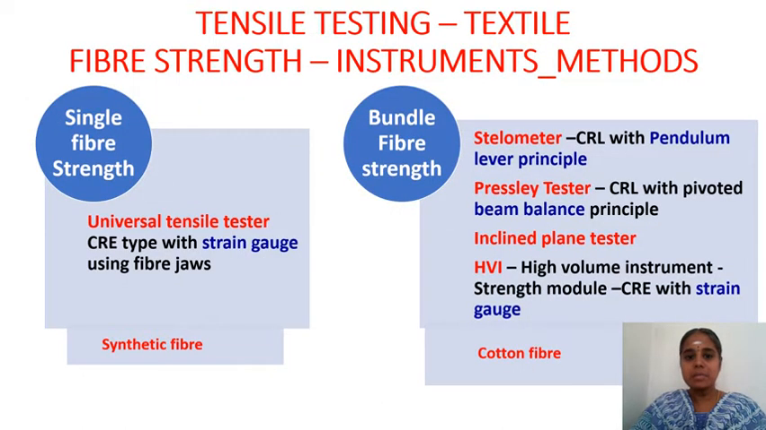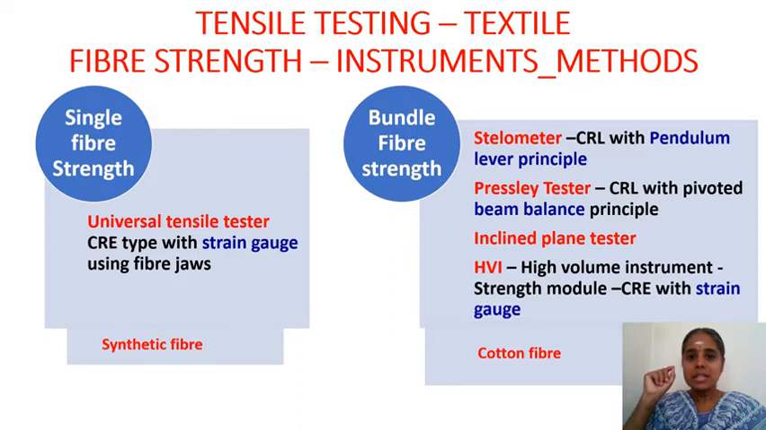In single fiber strength, the instrument commonly used for single fiber strength testing is the universal tensile tester. Universal tensile tester means a common testing instrument, a CRE principle instrument. The instrument works on the constant rate of extension principle, which is used for testing fiber, yarn, or fabric. The jaw is different. For fiber, there is a different jaw. For yarn, there is a different jaw, and for fabric, there is a different jaw.